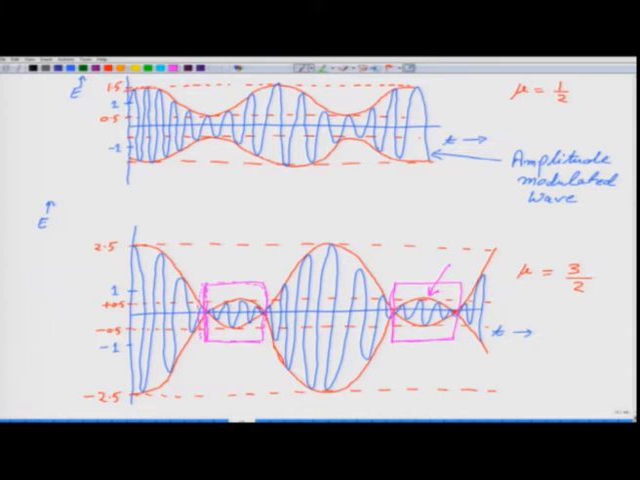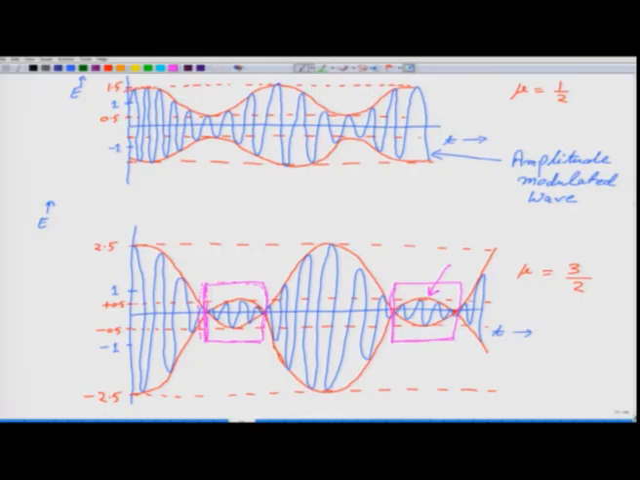So for efficient communication using amplitude modulation, the value of mu should not be larger than 1. We have just seen what happens when mu is larger than 1: an unwanted signal is added to the original modulating wave. So that's the reason why we don't want the amplitude of our carrier signal to be smaller than the amplitude of our original message signal.